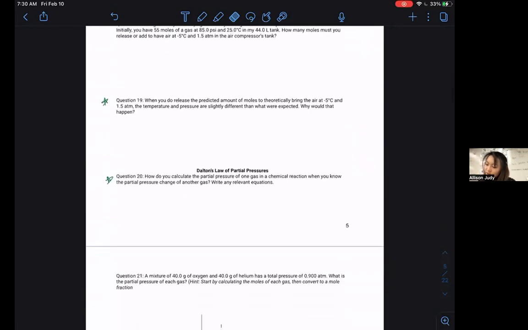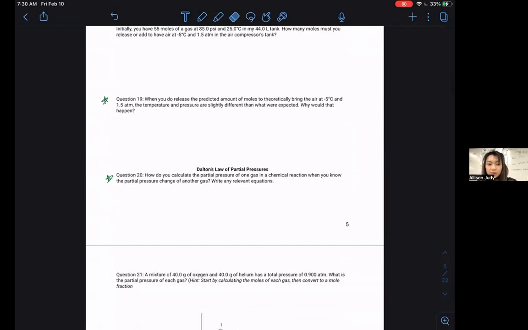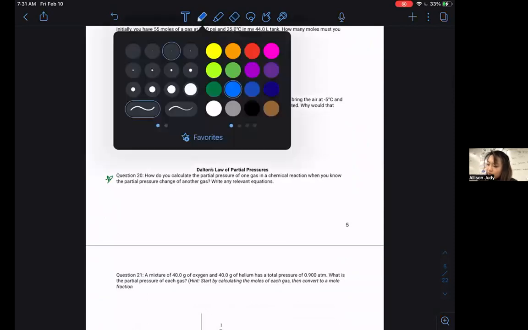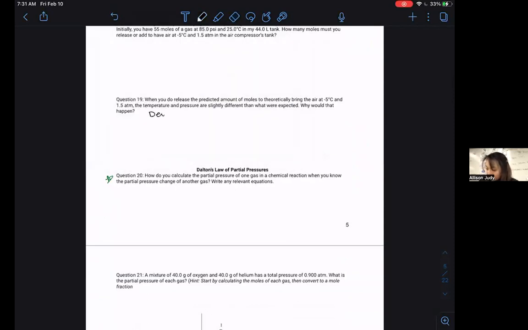So how about number 19? So this is a question where when you do release the predicted amount of moles to theoretically bring the air to -5 degrees Celsius and 1.5 atm, the temperature and pressure are slightly different than what was expected. Why would that happen? So immediately you want to identify that this question is a deviation from ideal gas law question.